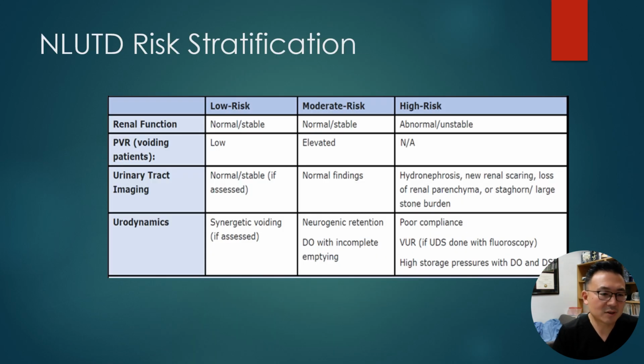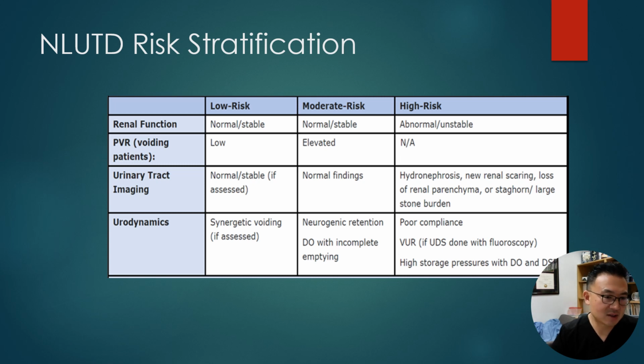If we look at the risk stratification, there are a few key things we can look at: renal function, post-void residual, urinary tract imaging, and urodynamics. Now, not all patients may have urinary tract imaging or urodynamics. For renal function, low risk would be normal, moderate risk is normal or stable, and high risk might be abnormal or unstable. Low risk has a low PVR, moderate risk may have an elevated PVR.